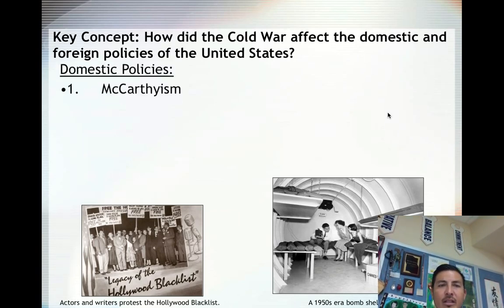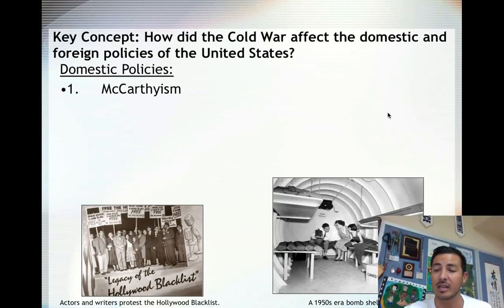Domestic policies: we get this guy McCarthy. Honestly, McCarthy is a senator, and he is rounding up anybody considered socialist or communist in this country and basically making them confess in front of a Senate that they are. If they are, he starts charging them with treason. Some historians would call this a witch hunt. Basically, he's trying to find anybody that's communist during this time.